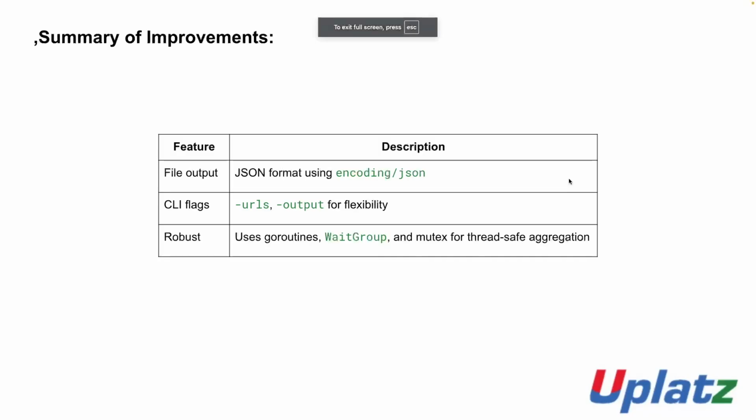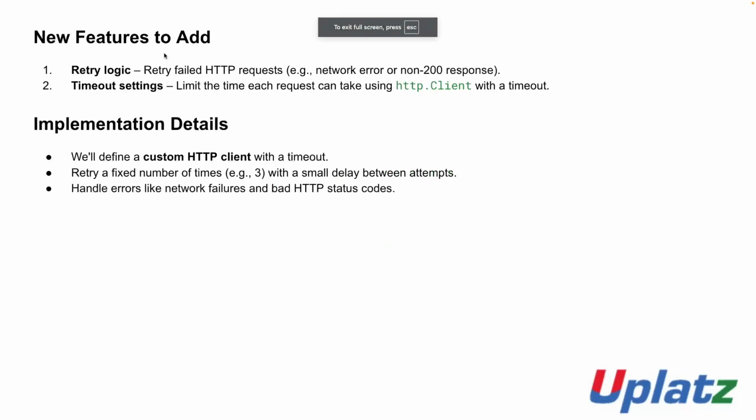So here is the slideshow, and then new features. We shall add retry logic: retry failed HTTP requests, for example, on a network error or non-200 response. Timeout limiting: limit the time each request can take using an HTTP client with a timeout. Implementation details: we define a custom HTTP client with a timeout, then retry a fixed number of times, for example 3, with a small delay between attempts, and handle errors like network failures and bad HTTP status codes.